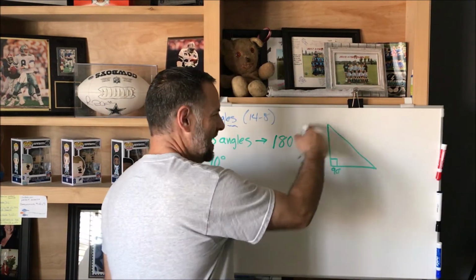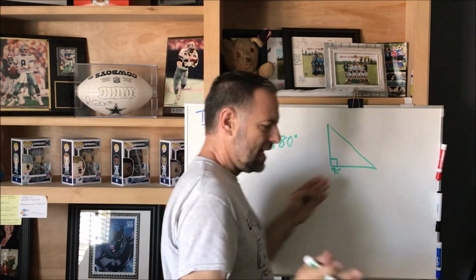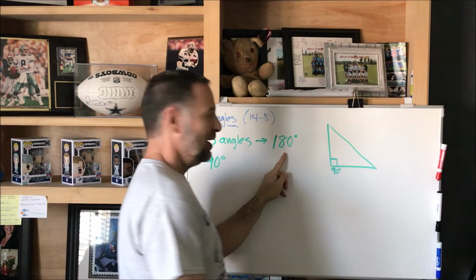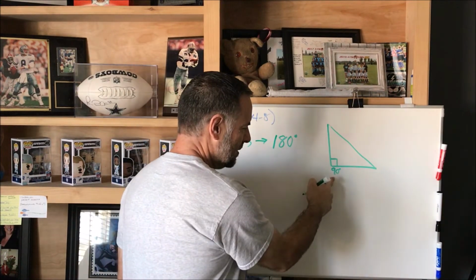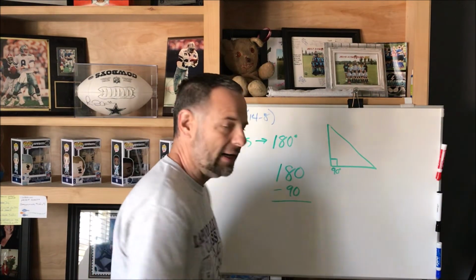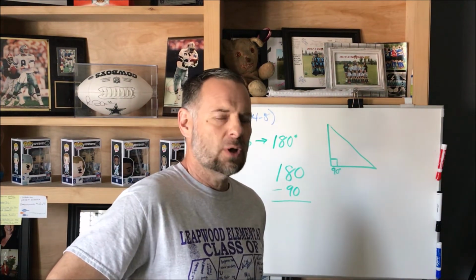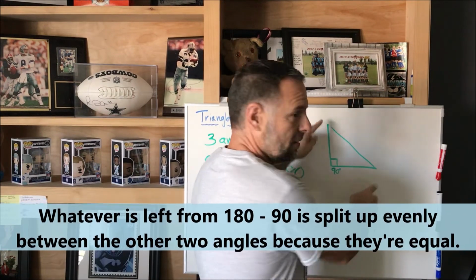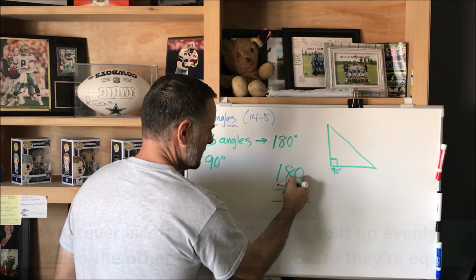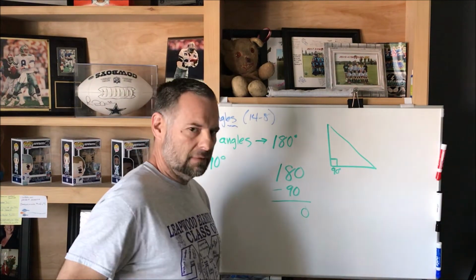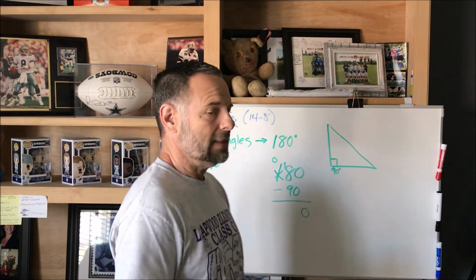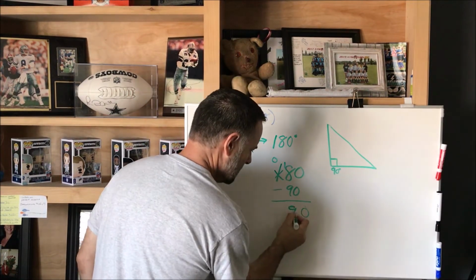Watch this. I know if I add these together, I'm going to get 180. But I know this one, so let's do this. I'm going to take away the one I know because I want to find out what's left. Whatever's left gets split up between those because they said those angles are equal. Let's try it out. 0 minus 0, nothing. 8 minus 9, can't do it. 18 minus 9, oh, that's 90.